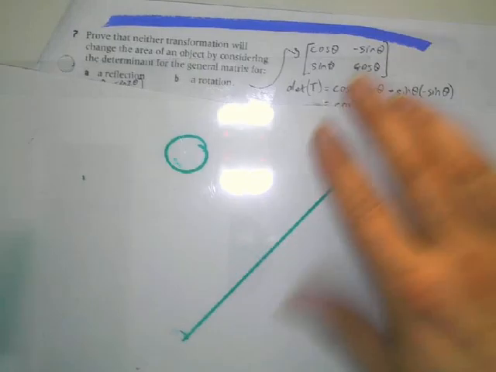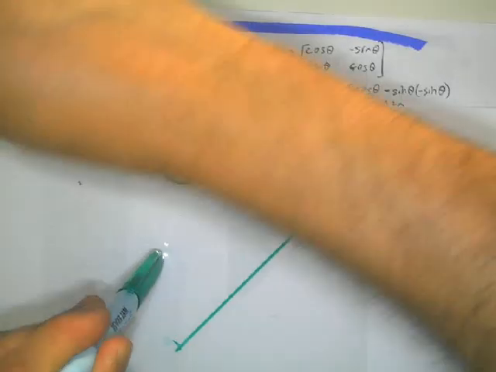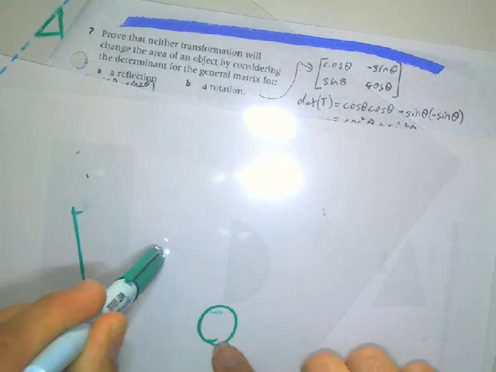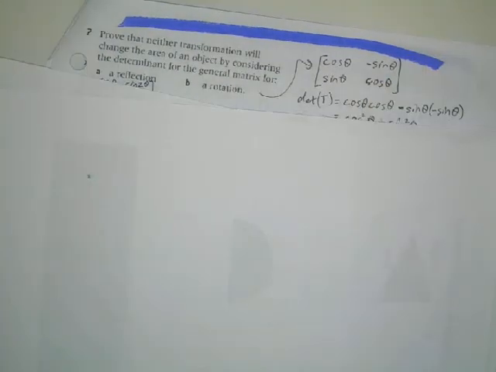The other one says about a rotation. If I've got a circle and I rotate it around, has this circle changed size? No. Okay, now let's show this mathematically.